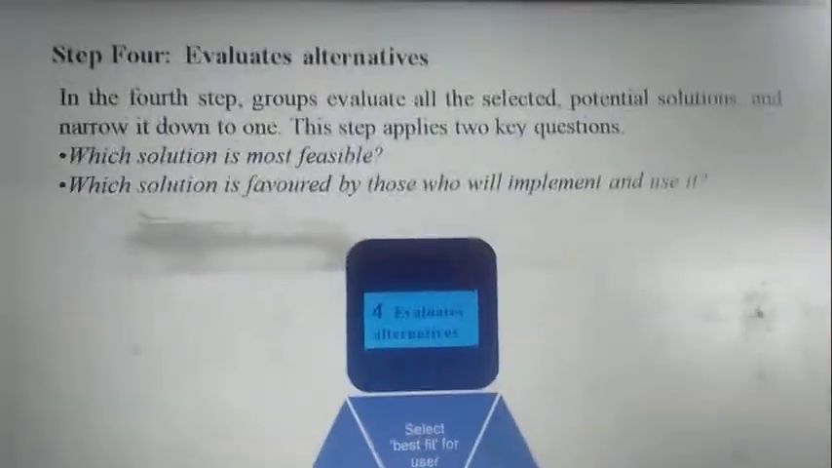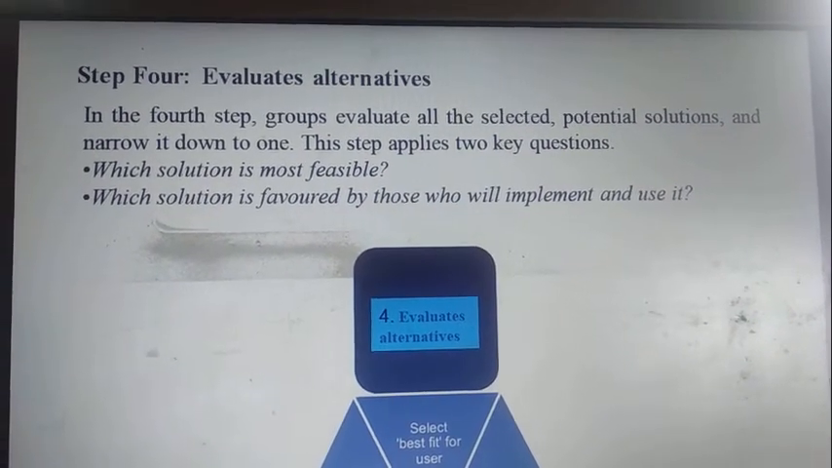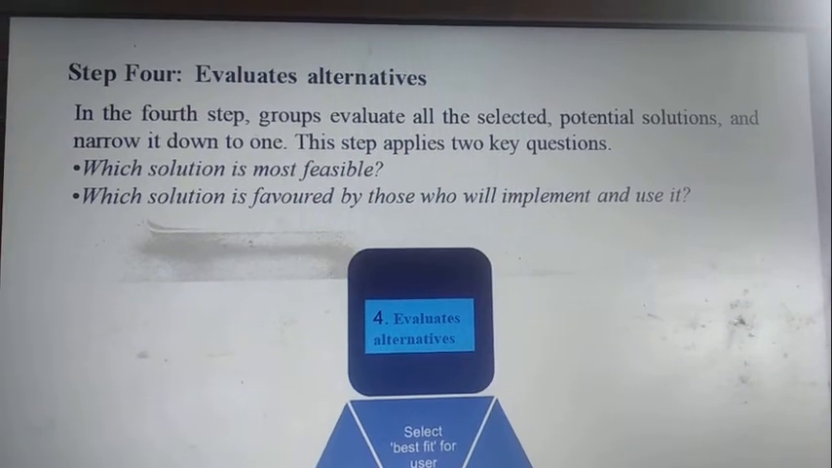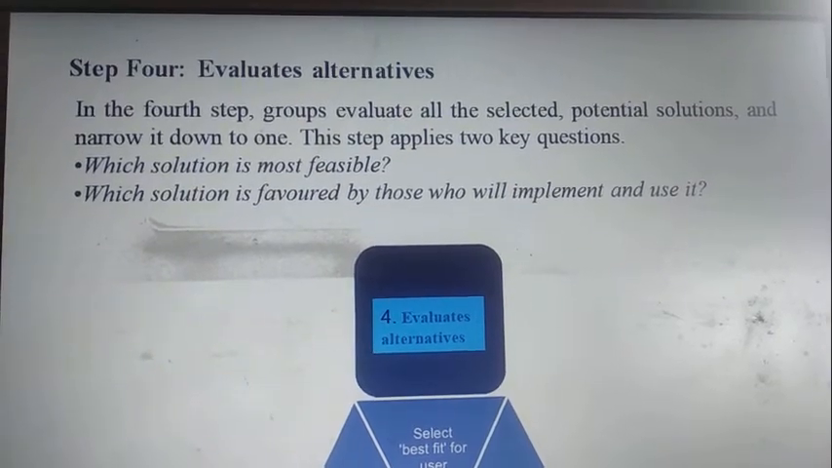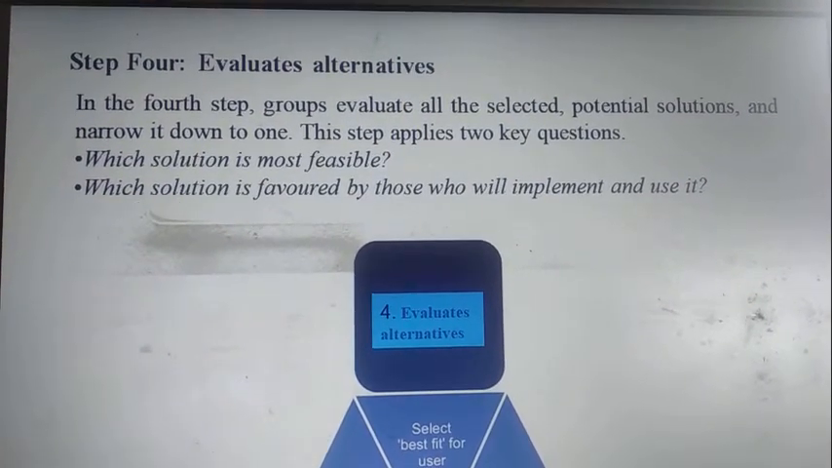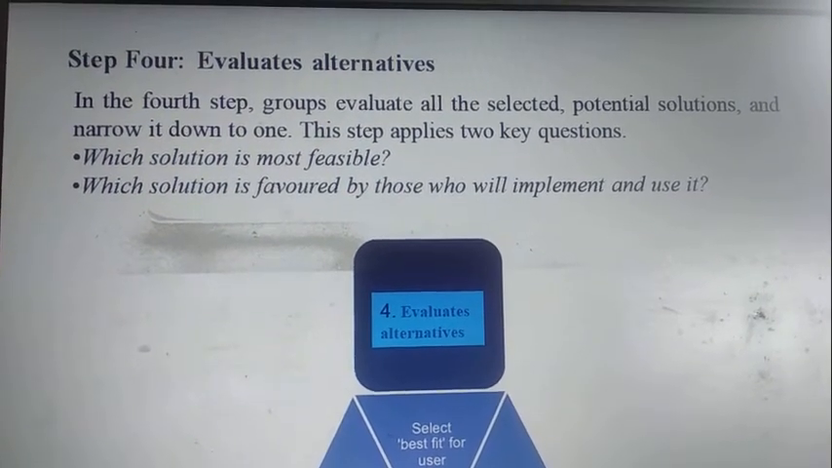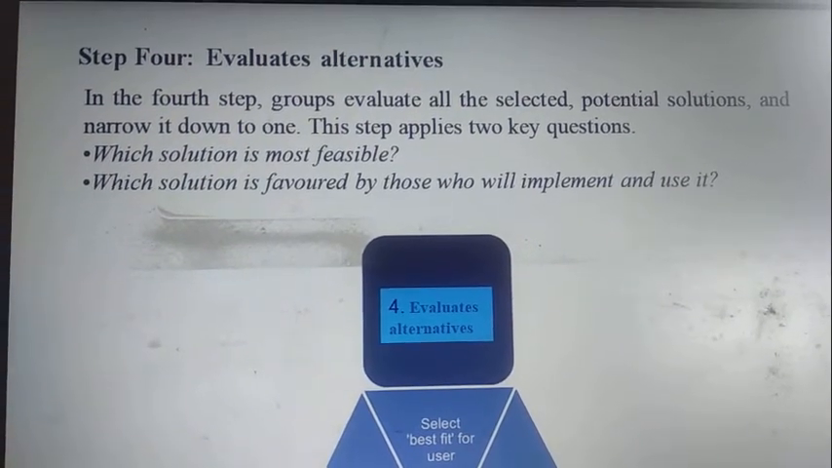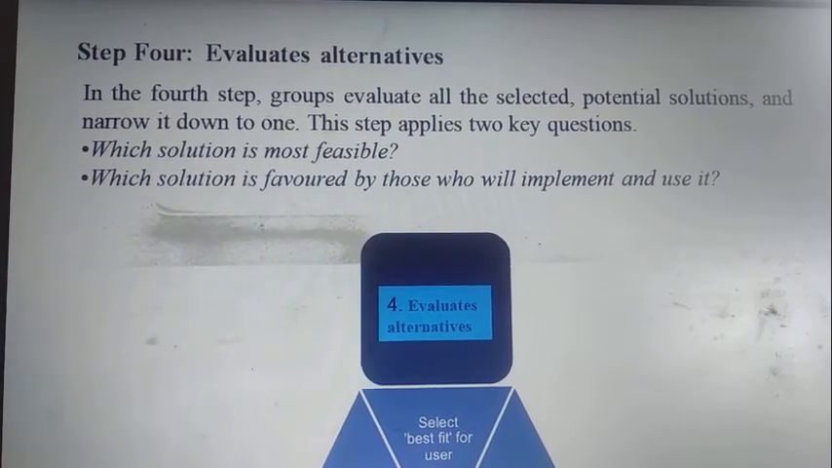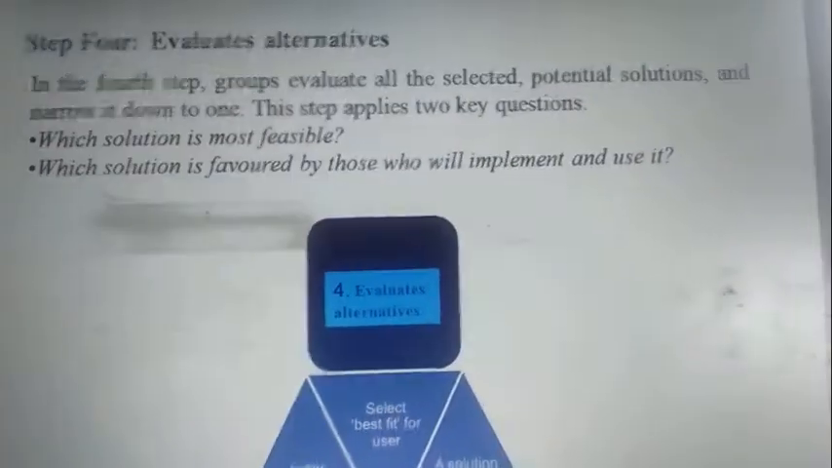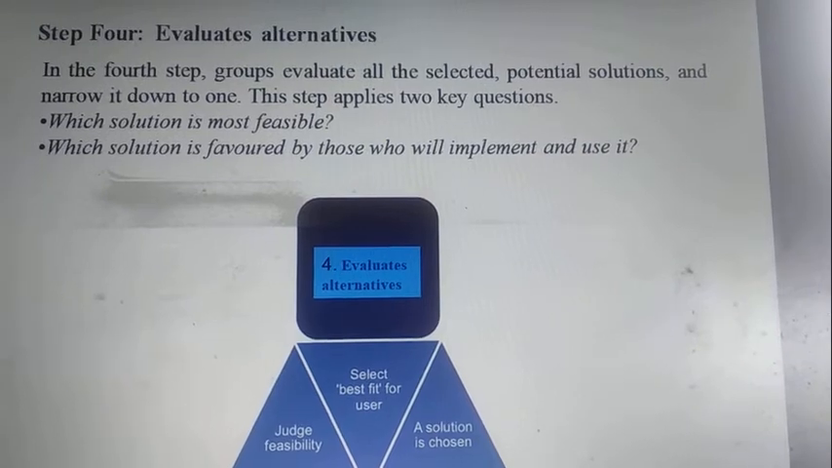So let us see the next step of the problem solving model. Here we evaluate the alternatives. After gathering the information, we have to evaluate the alternative solutions. In this step we select potential solutions and narrow them down to one. This step applies key questions: which solution is most feasible, and which solution is favored by those who will implement and use it.